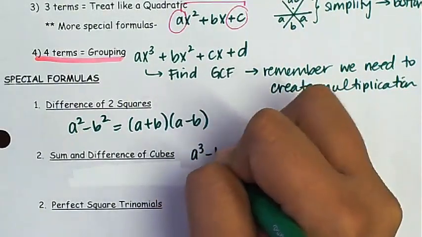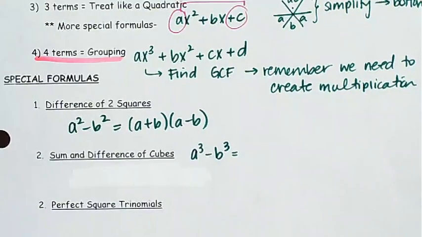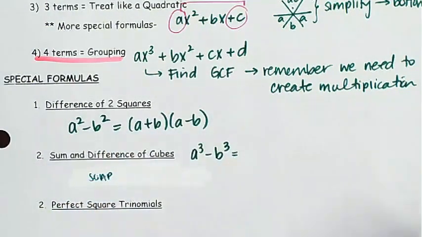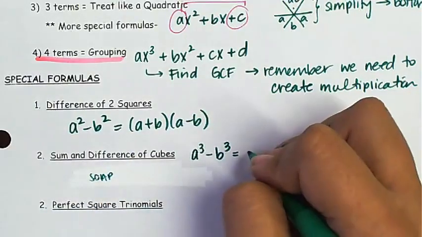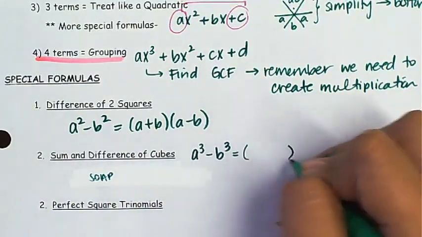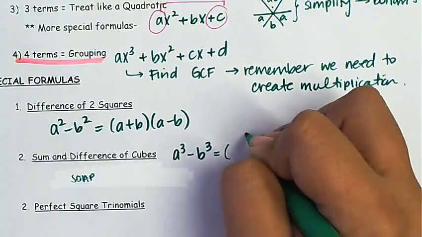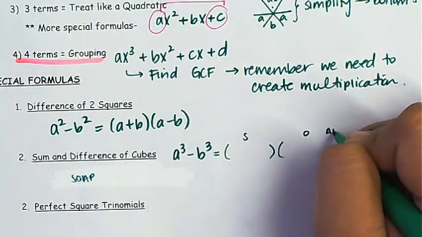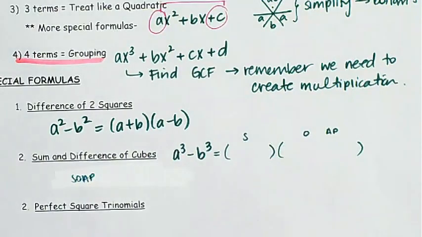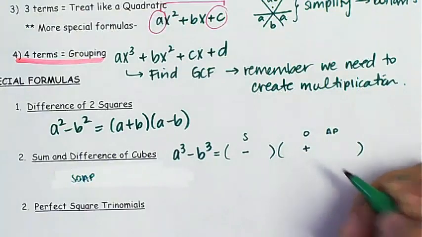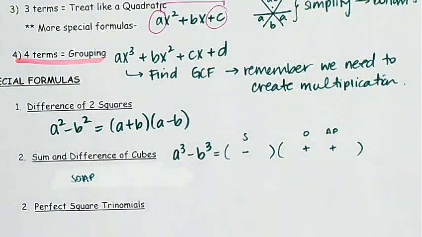Now we're going to go over sum and difference of cubes. So the way that I do this, it's a trick. I call it SOAP. That's an O, SOAP. So this is going to end up being a binomial times a trinomial. And same, opposite, always positive. So SOAP stands for the signs. So same means I'm going to keep the same sign. Opposite means opposite sign, and then always positive.